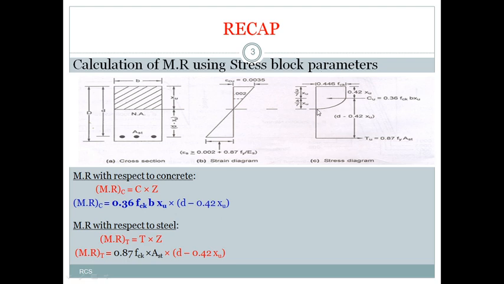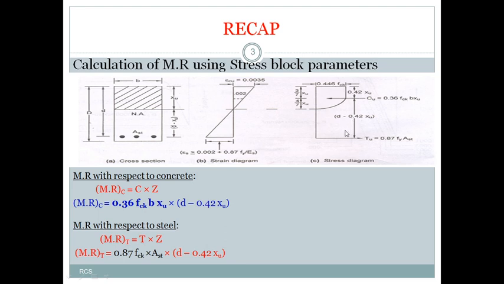This stress block is a composite of two different shapes, one a rectangular shape, another a parabolic shape. We calculated the compressive force acting in the rectangular portion of the stress block, and then the compressive force acting in the parabolic portion. We assume C1 for the rectangular portion and C2 for the compressive force in the parabolic portion. If we add C1 plus C2, we get the resultant compressive force, equal to 0.36 fck b xu.